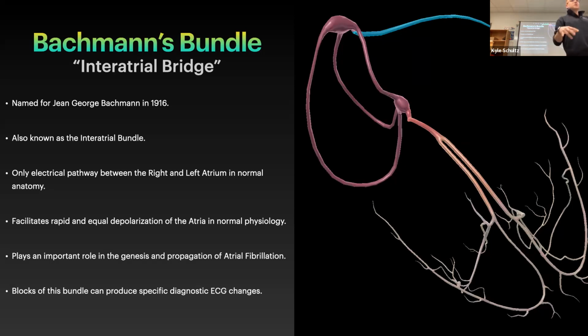Blocks in this bundle can produce specific diagnostic ECG changes. So do you know what you could look for on an ECG to diagnose a Bachmann's bundle branch block? Any idea?